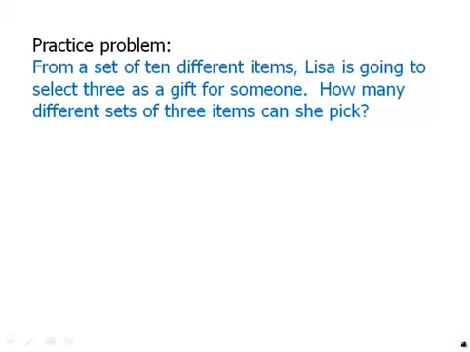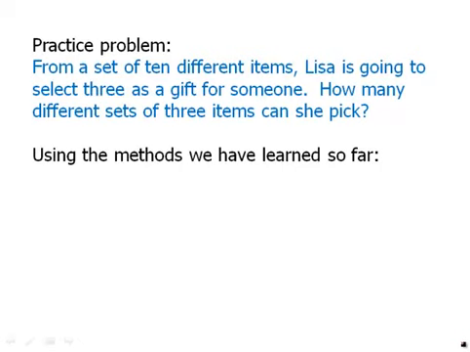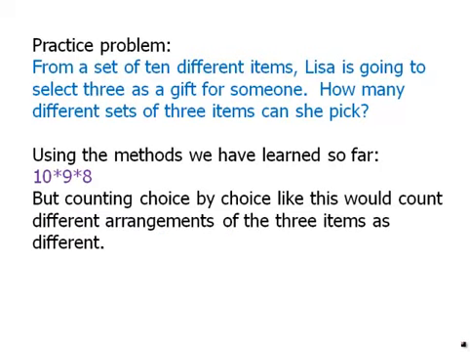Okay, from a set of 10 different items, Lisa is going to select 3 as a gift for someone. How many different sets of 3 items can she pick? Using the methods we have learned so far, we might think 10 times 9 times 8. The trouble is, by counting choice by choice like this, we would count different arrangements of the 3 items as different. In other words, if one of the items is a watch, one is a ring, and one is a necklace, it doesn't actually matter.